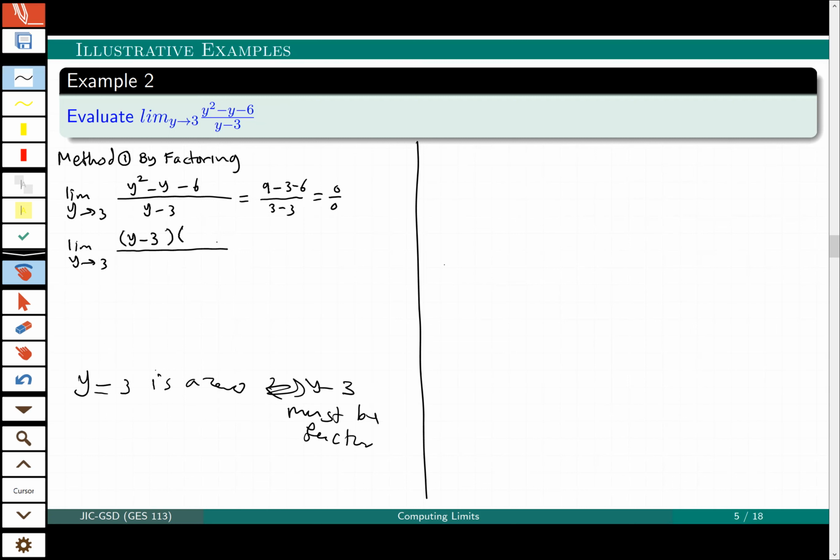Now, what is the second factor? To get the second factor, it's easy. You just take the first element, which is y squared, and you divide it by the first, which is y squared divided by y. You will get y, so you put it here. And you get the last number, which is minus 6. You divide it by the second number here, which is minus 3. So you will get it. It is a plus 2, sorry.